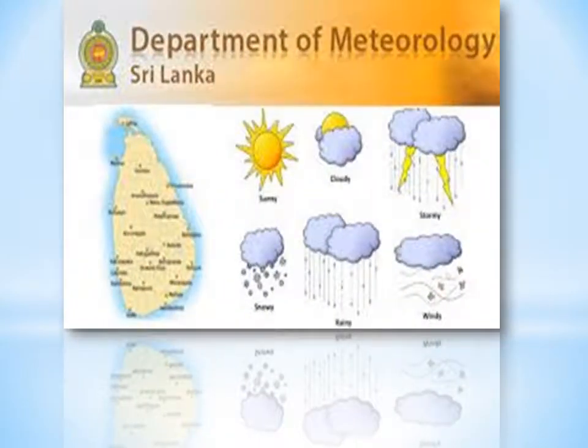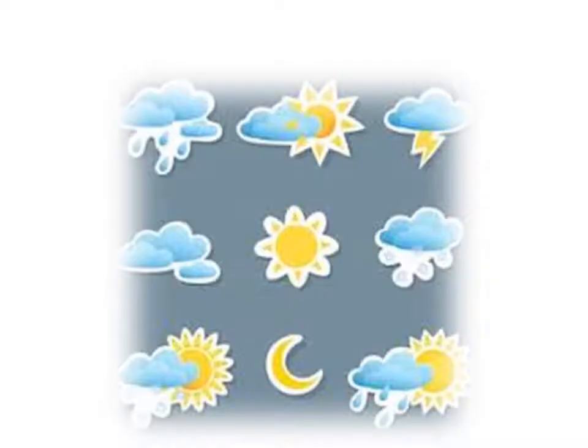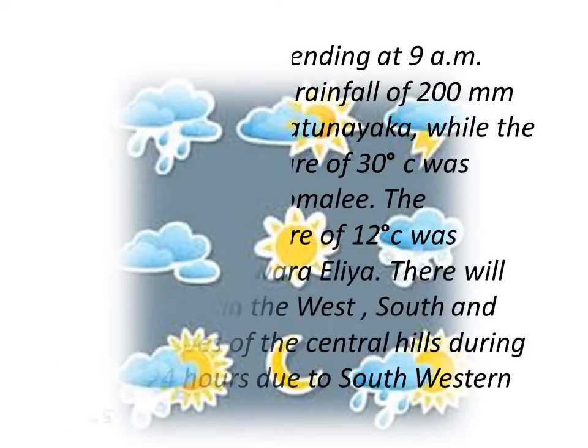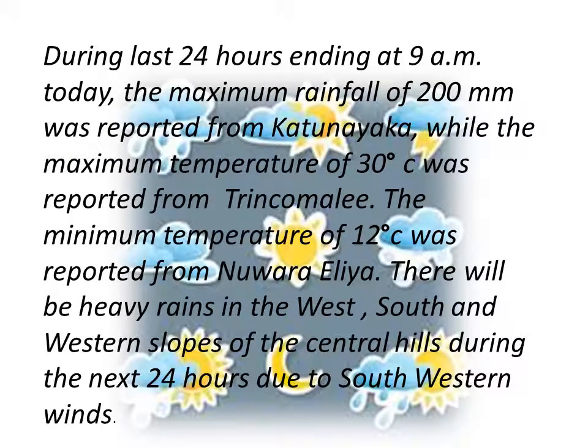Let's listen to the weather report on page number 9. During the last 24 hours ending at 9 am today, the maximum rainfall of 200 millimeters was reported from Katunaika, while the maximum temperature of 30 degrees Celsius was reported from Trincomalee. The minimum temperature of 12 degrees Celsius was reported from Nuwara Eliya. There will be heavy rains in the west, south and western slope of the Central Hills during the next 24 hours due to southwestern winds.